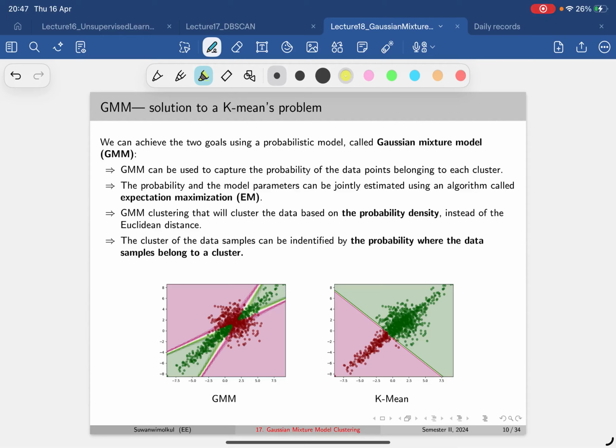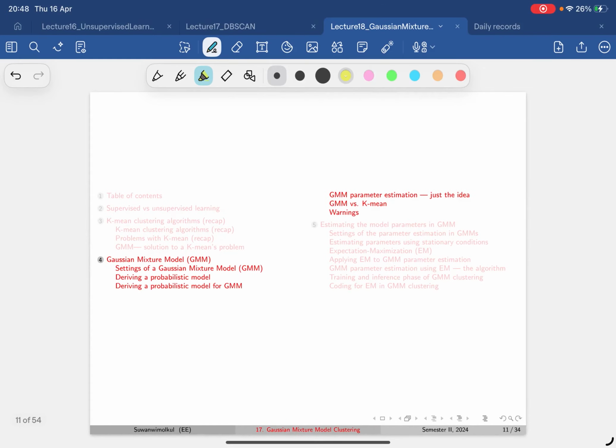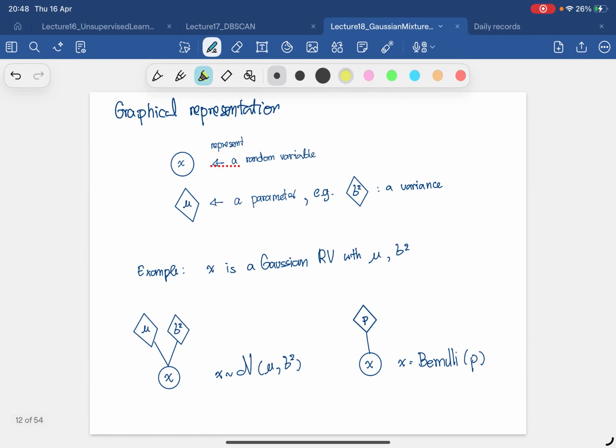This is to emphasize what I mentioned before. The technique we use to estimate the parameters in the Gaussian Mixture Model is called expectation maximization, which we will cover today. The rest of that I already mentioned, but that's it. Okay, so let's begin the Gaussian Mixture Model.